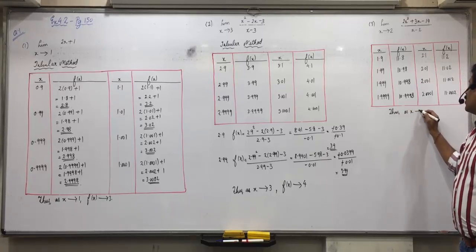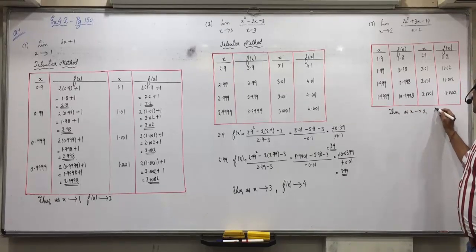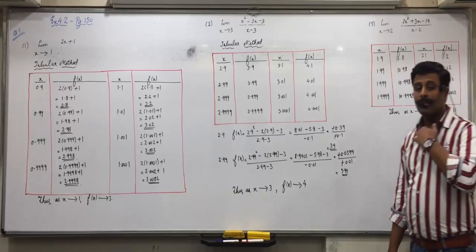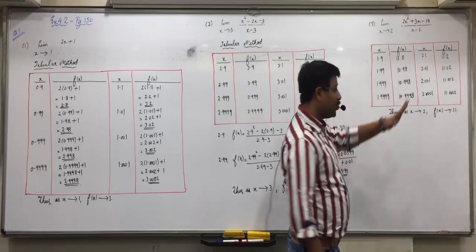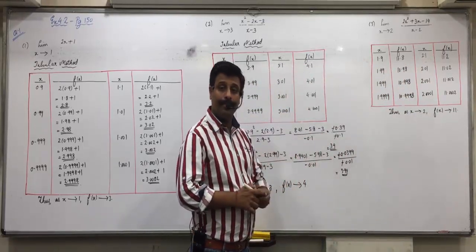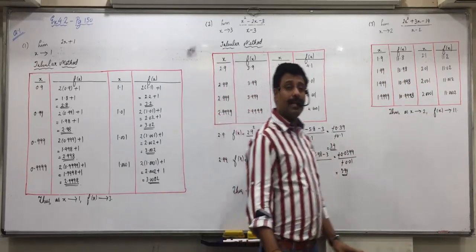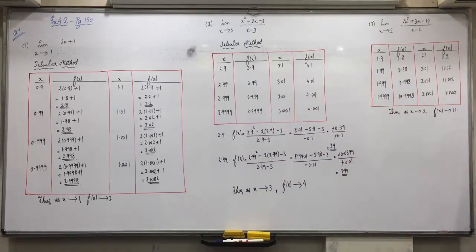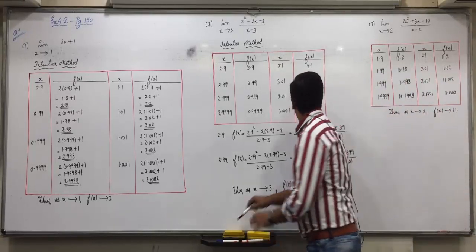Thus, as x tends to 2, f(x) tends to 11. You can see f(x) values are going near to 11. So, all are clear with this? Any questions?